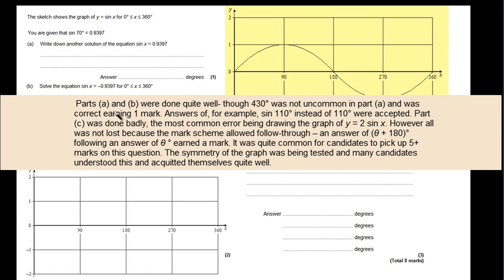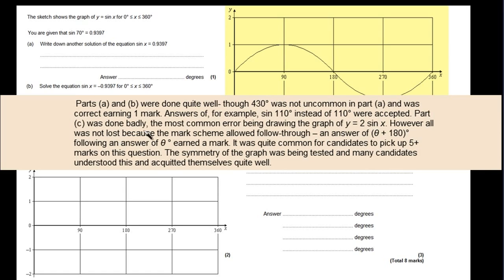Now the examiner's remarks say this: parts A and B were done quite well. Good. Although 430 wasn't uncommon in part A. Now we'll come to that. Why did people write down 430? Although they say it was correct. So 430 degrees wasn't incorrect. So again we need to look at why an answer which we might expect to be wrong actually was given a mark. Anyway, that's good news. So people picked up a mark there. Answers of, for example, sine 110 degrees instead of 110 degrees were accepted. So there's a bit of leniency there. If they knew what you meant, then they gave you the credit that you were owed.